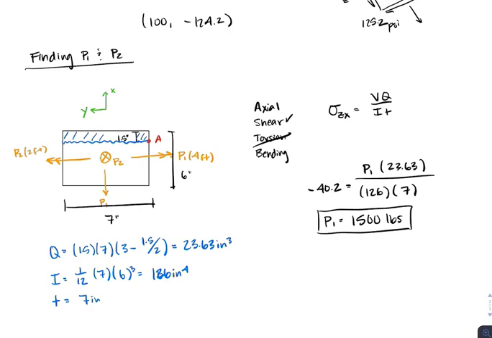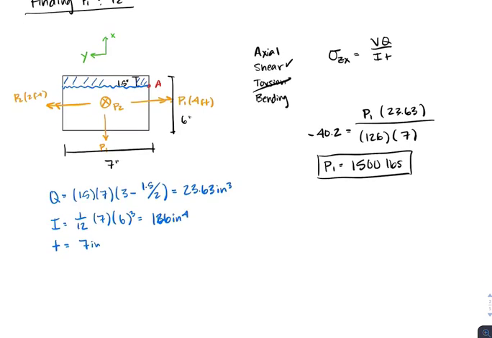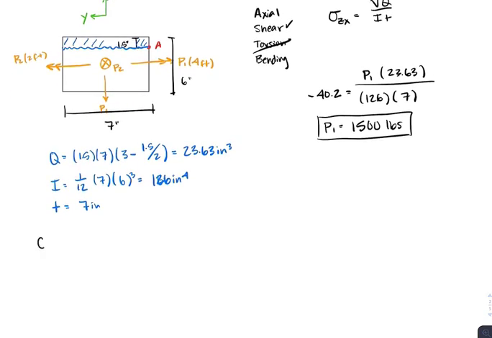Now the only thing left to find is our P2 force. So we can find that based off of the normal stress that's acting on point A. So we know that value. If we go down here, our normal stress, sigma zz, we know that is equal to 238 psi. So our equation for our bending stress, sigma zz, is just going to be equal to our axial stress, which is P over A, plus our bending stress, which is My over I.